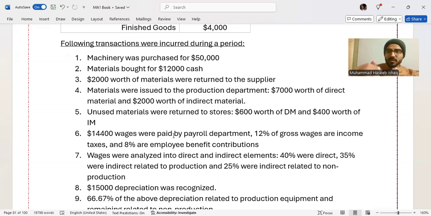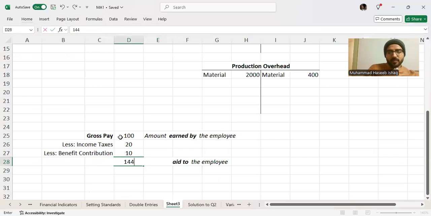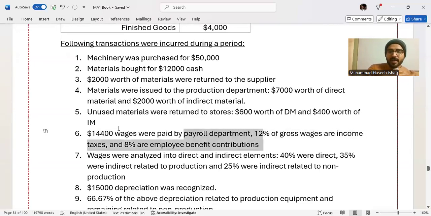So obviously, gross wages never get paid. Only the net pay amount is the amount that gets paid. So 14,400 is the net pay. We can write it here: 14,400 is the amount that has been paid to the employee, right? Then it is written here that 12% of gross wages are income taxes, so income tax is 12% and 8% are employee benefit contributions.